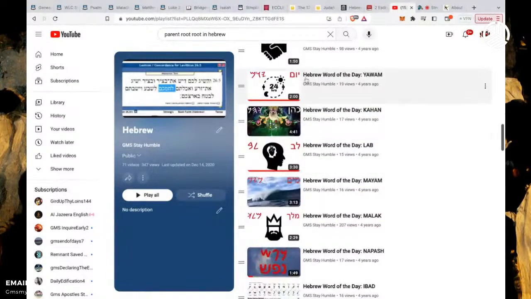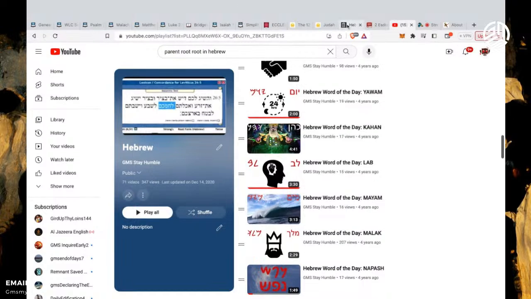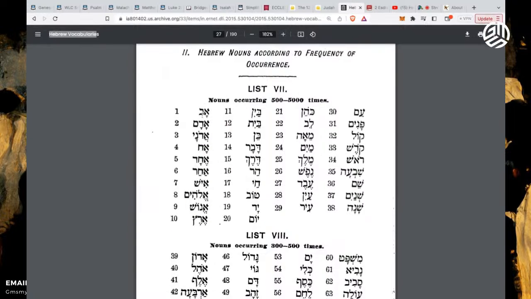And a lot of these, again, are three-letter words. Yom, which is day. Kohen, which is priest. Lev is heart, and you can see that's a two-letter word. So what's the difference between a two-letter root word and a three-letter root word? A two-letter root word is known as a parent root, meaning this is the most simple Hebrew word that you could possibly come up with, the most simple form of a Hebrew word possible.